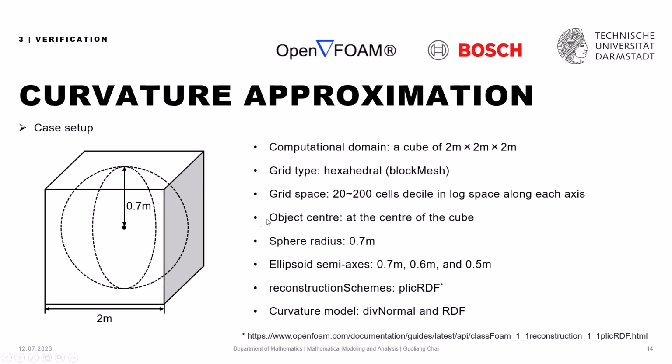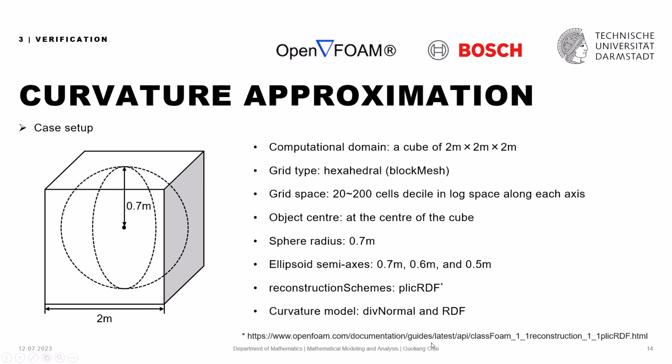First a sphere, and second is an ellipsoid, all located at the center of the box. And the mesh we have is a hexahedral mesh generated by blockMesh, and the grid spacing is from 20 to 200 cells uniformly distributed along each axis.